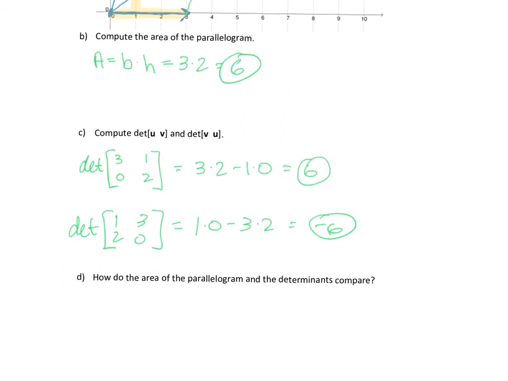Okay. So how do the area of the parallelogram and the determinants compare? They are equal or opposite, right? So the area was 6, and the area will always be positive. So the area is equal to the absolute value of the determinant of the matrix.